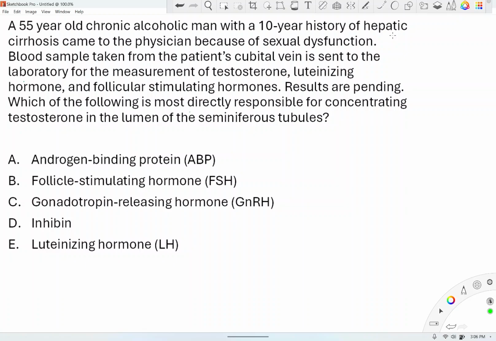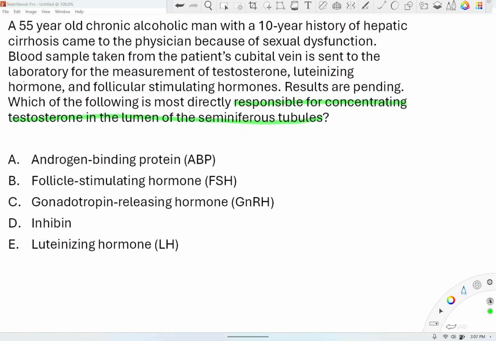The first question is, a 55-year-old chronic alcoholic man with a 10-year history of hepatic cirrhosis came to the physician because of sexual dysfunction. Blood sample taken from the patient's cubital vein is sent to the laboratory for the measurements of testosterone, luteinizing hormone, and follicular stimulating hormone. Results are pending. Which of the following is most directly responsible for concentrating testosterone in the lumen of the seminiferous tubules? Okay, so this question is simply asking what is responsible, amongst the choices A, B, C, D, E, for concentrating testosterone in the lumen of seminiferous tubules?